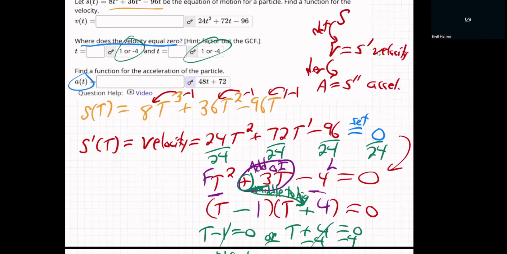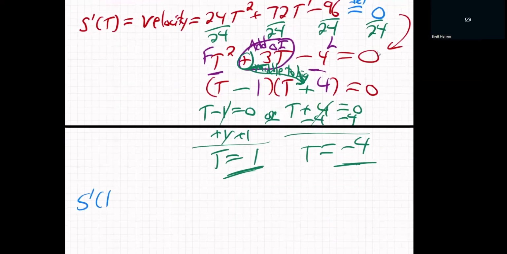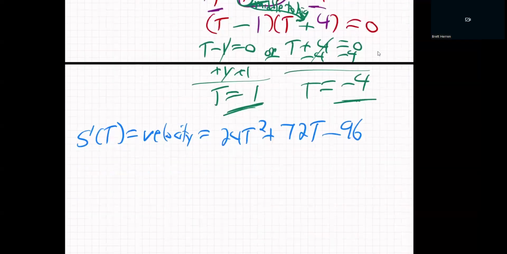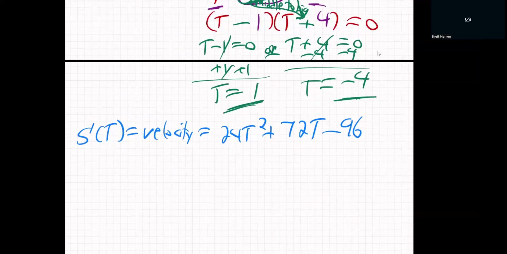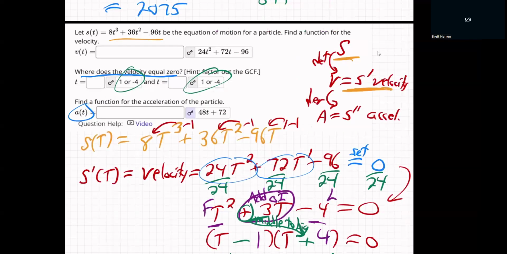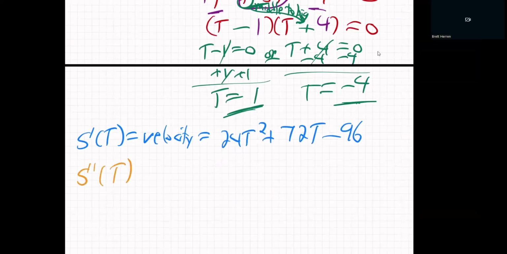Last thing, they want the acceleration function. How can we do that? Well, let's bring the S prime velocity function down here for a minute, which is right here. Go back to what it was. It was 24t squared plus 72t minus 96 before we set it equal to 0 and did stuff. Now we just need another derivative, right? As it says right here. You start with position, first derivative is velocity, second derivative is acceleration.